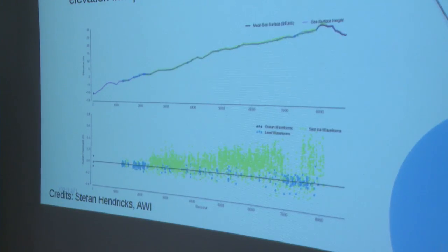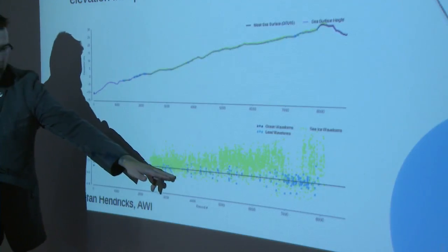You need a large number of measurements, large enough number for the averaging to work. And a word of warning here, so we have negative freeboards.